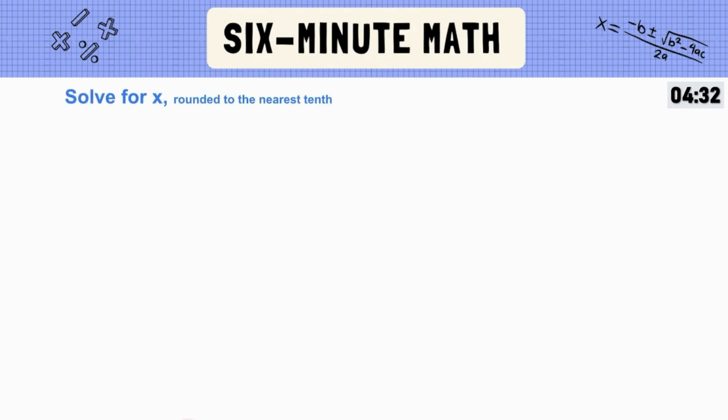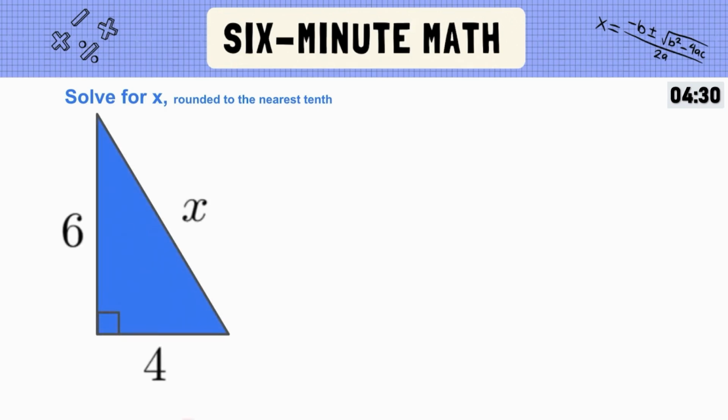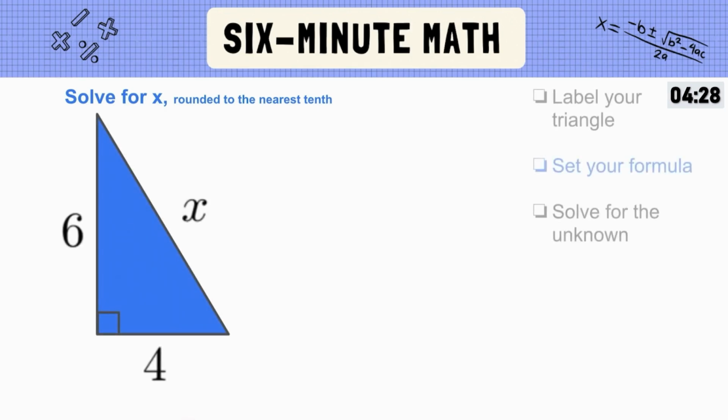We're going to solve for x in the following right angle triangle. And I'm going to have my steps up to help me. So my first step is to label my triangle. We always label that hypotenuse first. And then we're going to use A and B. And again, it doesn't matter which one is A, which one is B. So my label is checked. Then I'm going to set my formula.